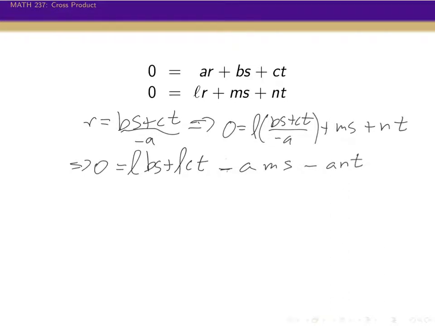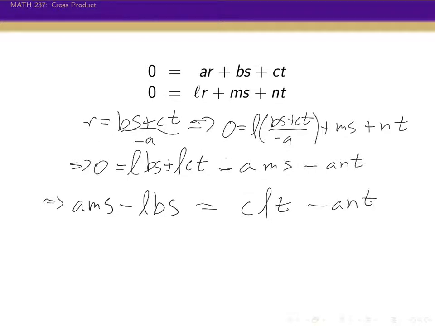Okay, what can we do here? So I want to get s's by themselves, and I want to get t's by themselves. So let's move the s's to the left-hand side, t's to the right-hand side. And so AMS minus LBS is going to be equal to CLT minus ANT. So actually, let's get all of this in alphabetical order. So let's call that BLS.